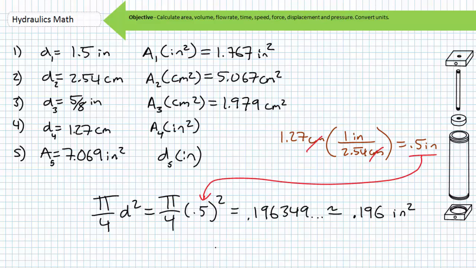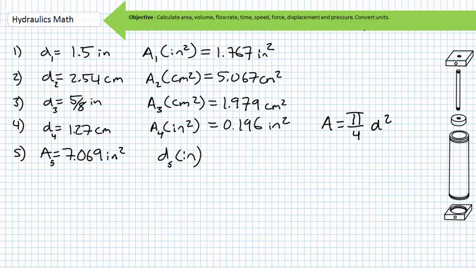Substituting this into the area formula, pi over 4 d squared, we're left with an answer I can round off to 0.196 square inches if I so desired. The last illustrated example problem is ever so slightly different. In this case, we're given an area value in terms of square inches, and we're asked to solve for the diameter in terms of inches. Your choice, the hard way or the easy way.